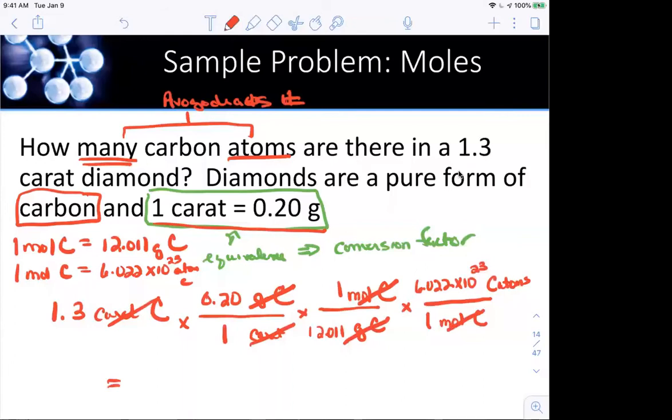So in my calculator, what I'm going to do is 1.3 times 0.2 times 6.022 second EE 23. I'm going to enter, and then I'm going to divide by 12.011. This is going to give me a very large number, and I can tell it's large because it's got a very large positive exponent.